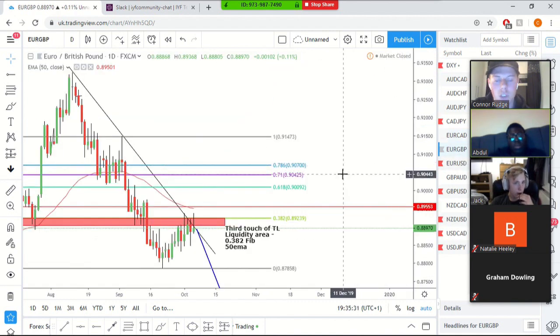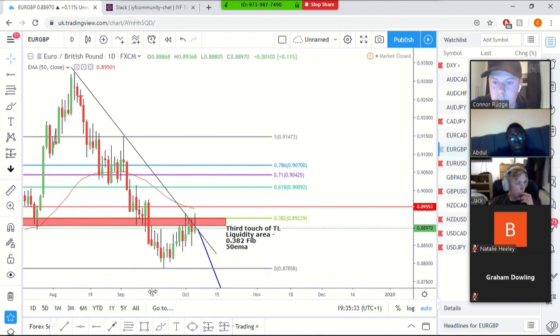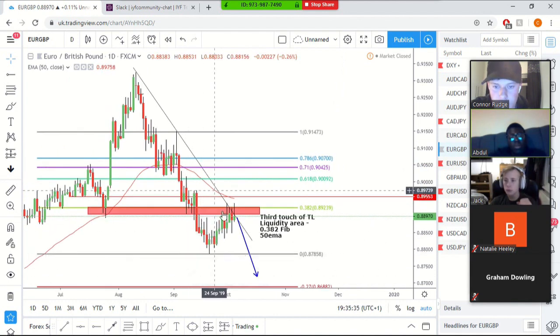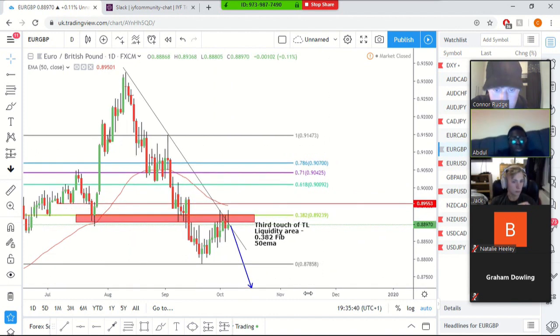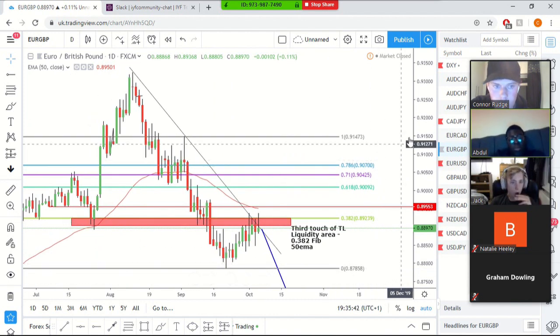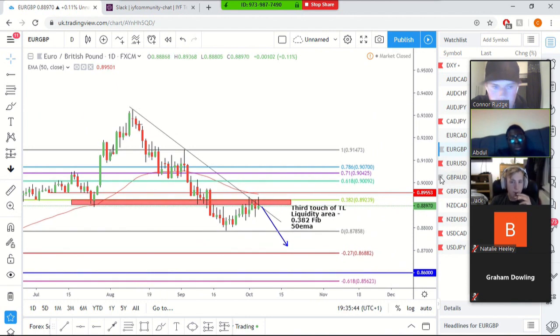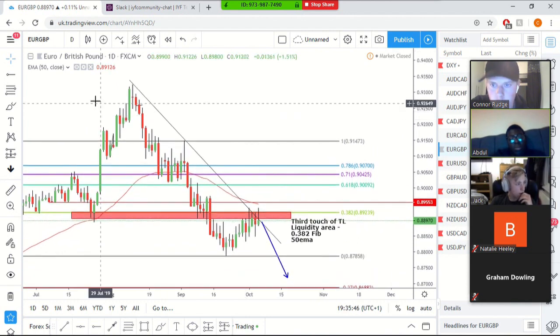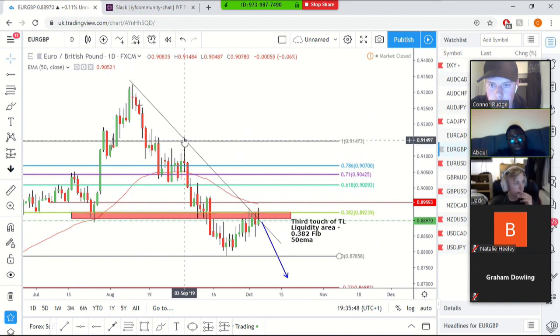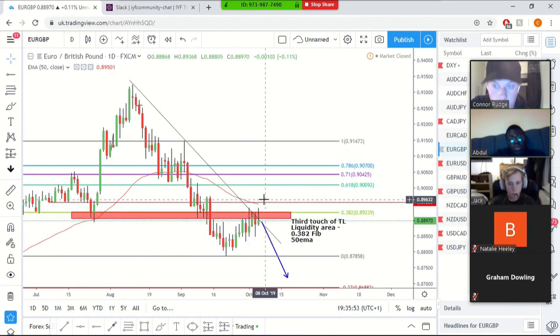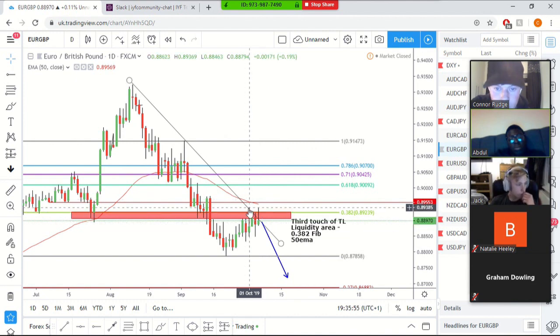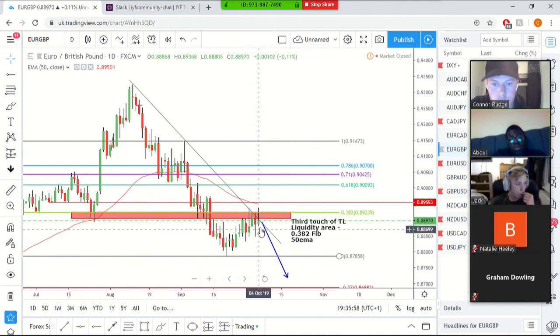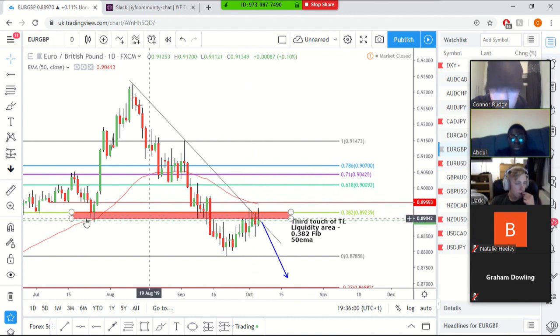Next one's Euro Pound, which is actually something I looked at last week, and the analysis is still the same because we've come to the same level after some consolidation. So you can see here, pretty simple for this one. We've got the one touch here, start it off, two touch, and then we've got this third touch here, and you can see price hasn't broke out, sustained that above. What we've had is one touch, two touch, three touch, four touch of the trend line before creating these wicks. So you can see here liquidity area.